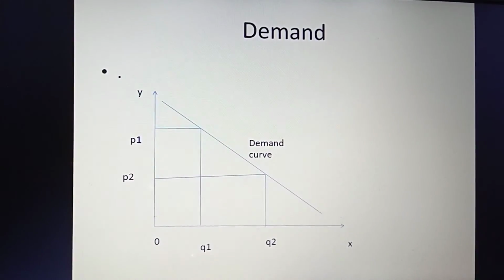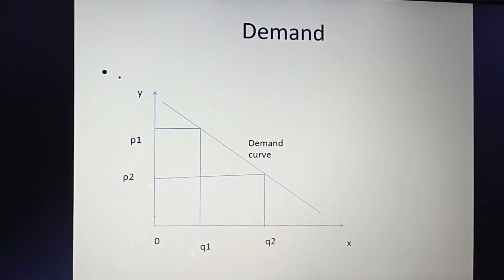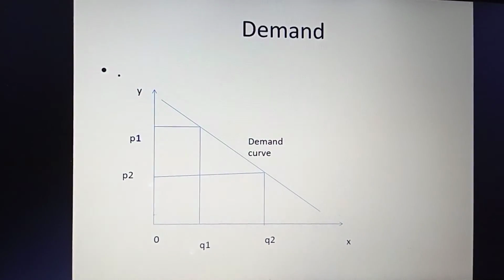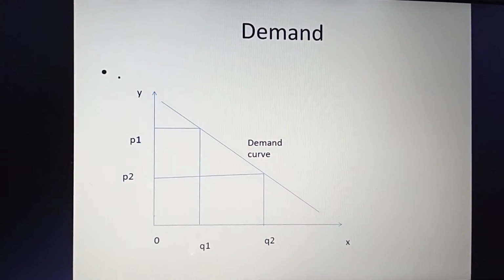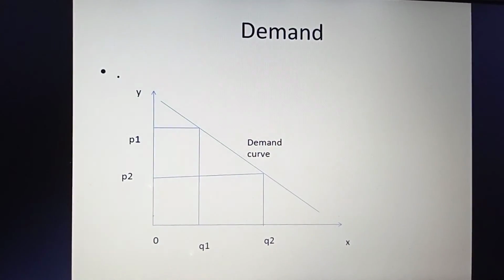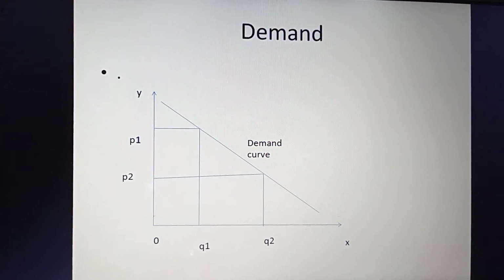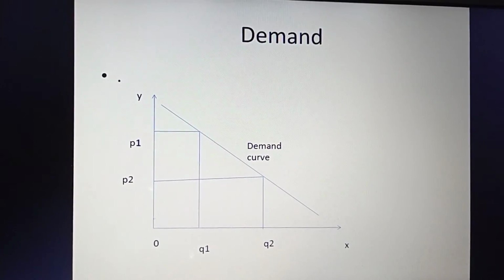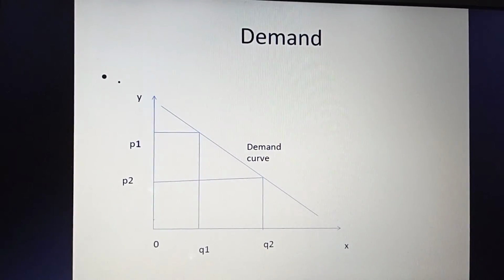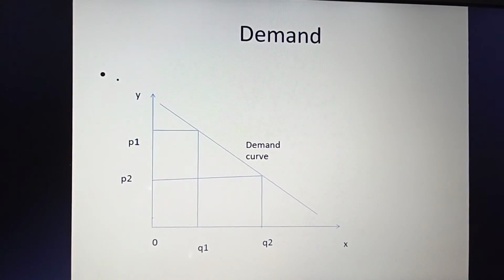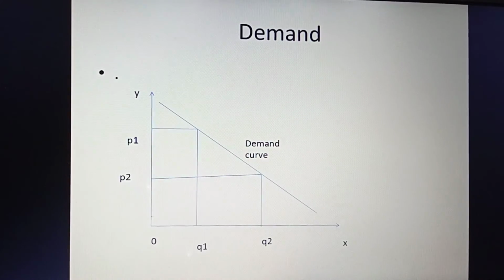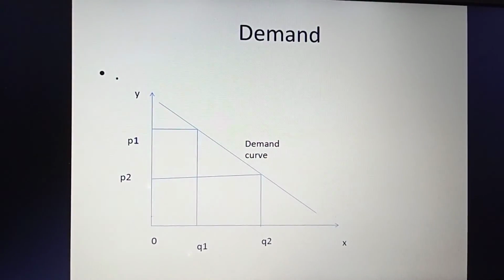From this diagram we see that the demand curve is a downward sloping curve. The basic reason for this downward slope is the opposite relationship between price and quantity demanded of that particular commodity. We can see from this diagram that if price increases, the quantity demanded falls, and if price falls, the quantity demanded increases. So we can say that there is a negative relationship or inverse relationship between the price of a commodity and quantity demanded of that particular commodity.